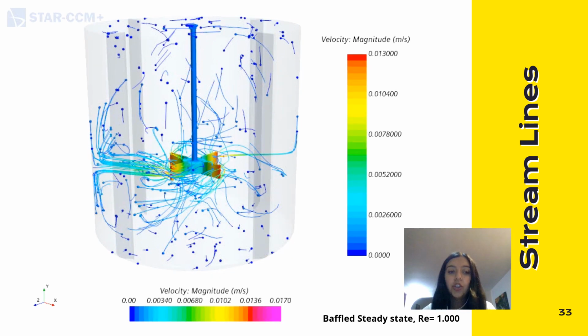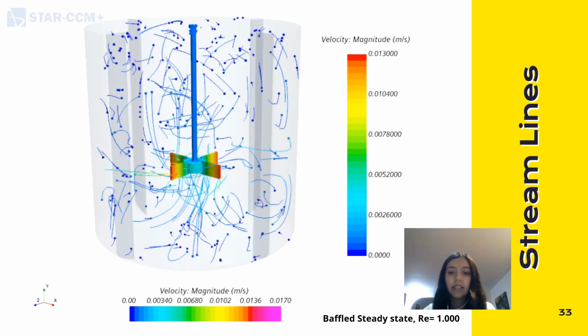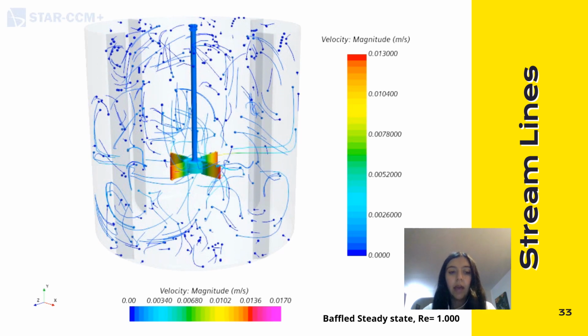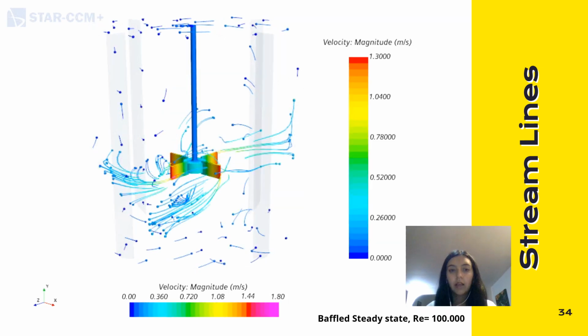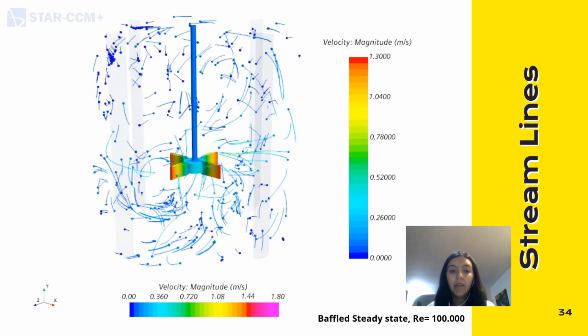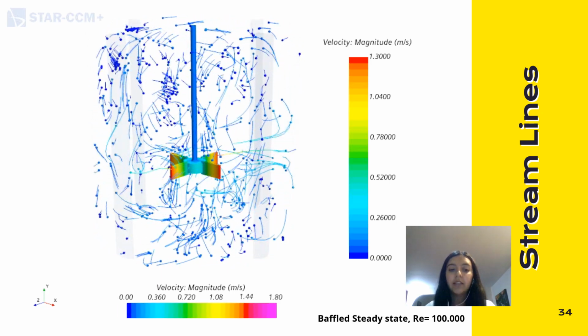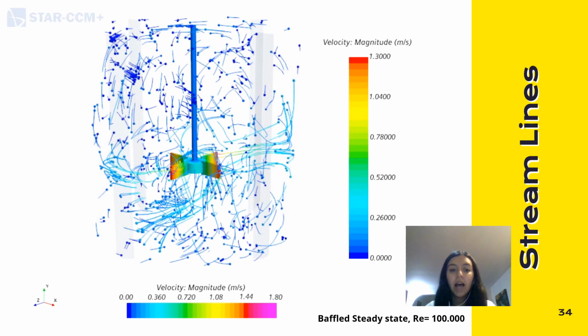This animation shows the streamlines for a baffled steady state for a Reynolds of 1000. It can be seen that the mixing is improved when the baffles are placed. It is also observed that the flow is radial when leaving the impeller, and when hitting the baffles it changes its behavior. The same can be said in this animation for a baffled steady state with a Reynolds of 100,000, with the difference that having a higher Reynolds means a higher velocity, so it is much more chaotic.